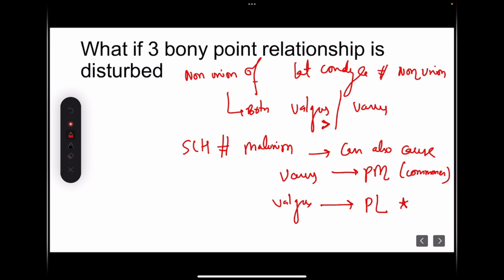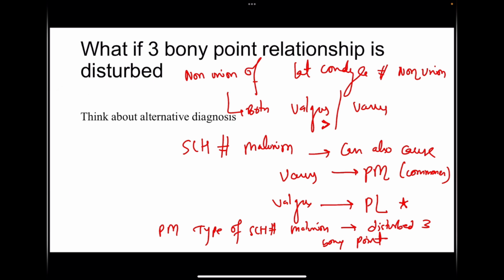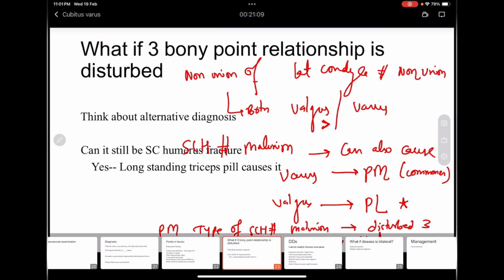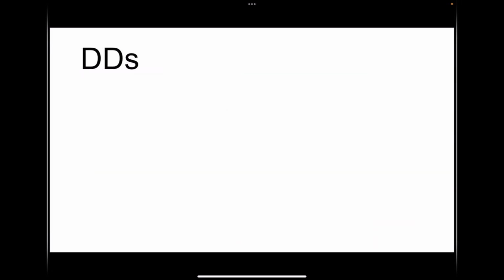And even if the child has posterior-medial type of supracondylar humerus fracture malunion, he can have disturbed three bony point relationship. Why is it so? In long-standing cases, we can have pull of triceps over the olecranon, which can cause disturbed three bony point relationship. So all these points you should know.